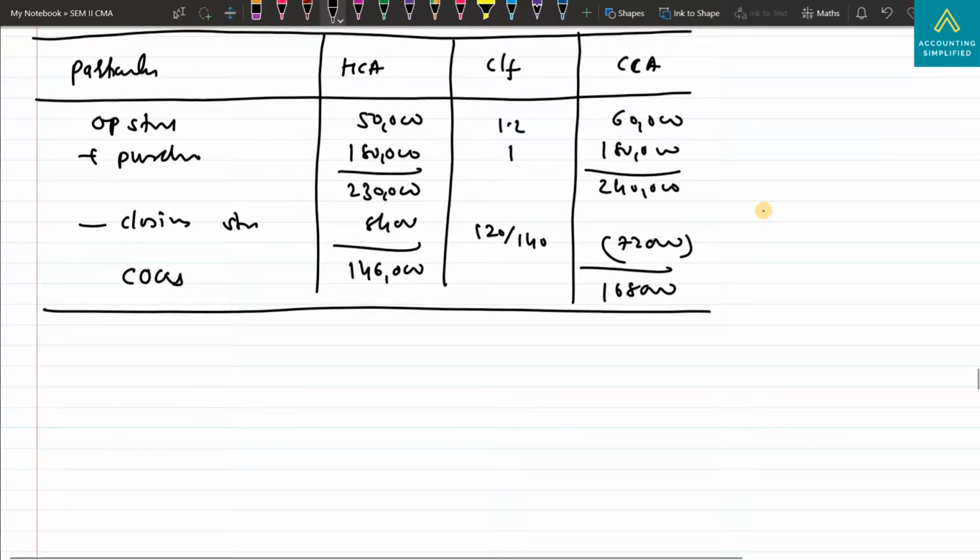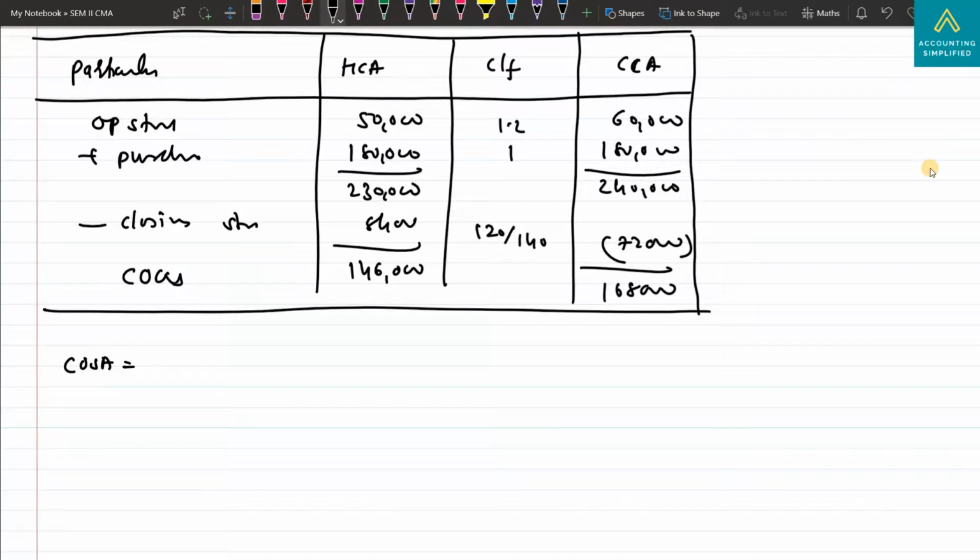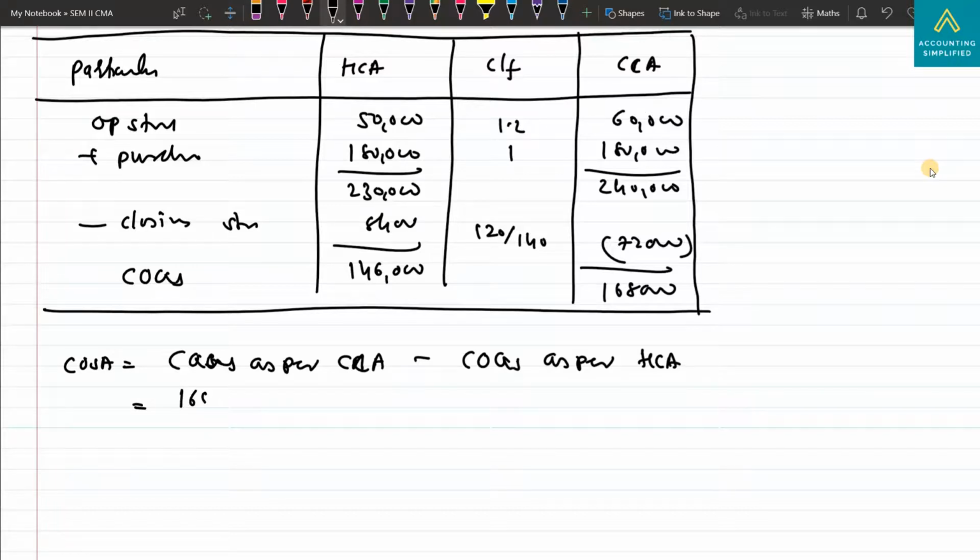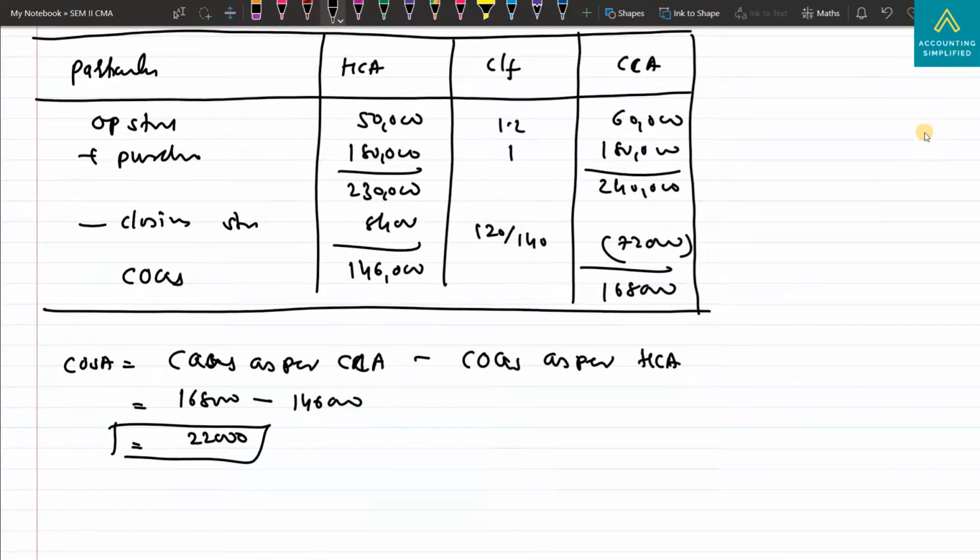So COSA, cost of sales adjustment, we can find out. So write down COSA is equal to COGS as per CCA minus COGS as per HCA, which is 1,68,000 minus 1,46,000, right? So the total is 22,000, the answer. So example number 20 also we have solved.